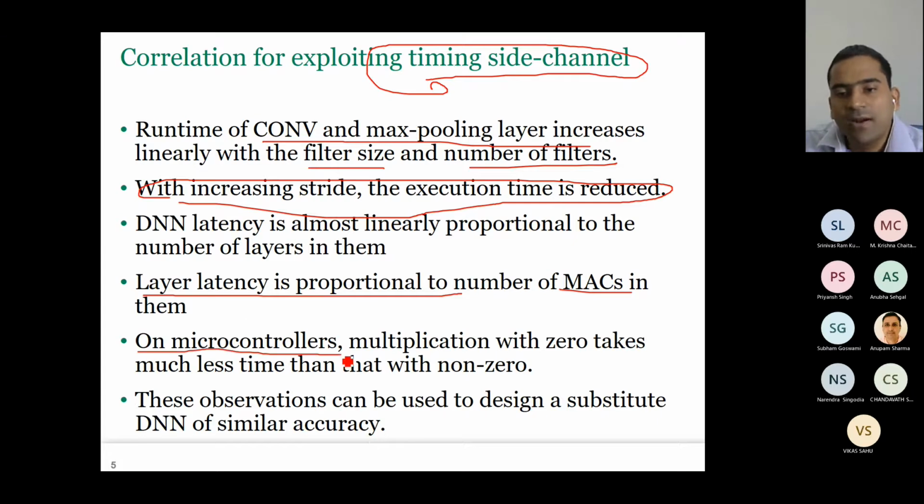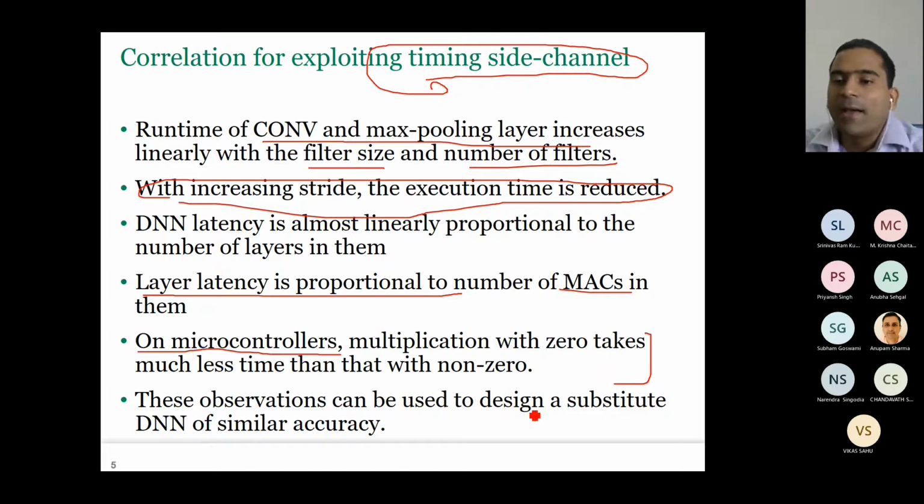Now, on microcontrollers, multiplication with 0 takes less time than that with non-zero. So this is an important idea. Whenever there is a multiplication with 0, you don't need to execute that. You can skip that. Whereas if both the operands are non-zero, you have to actually do the multiplication. It is very simple to understand.